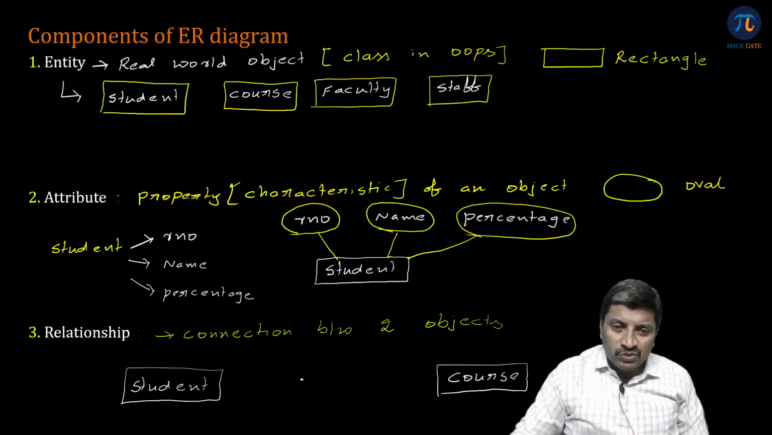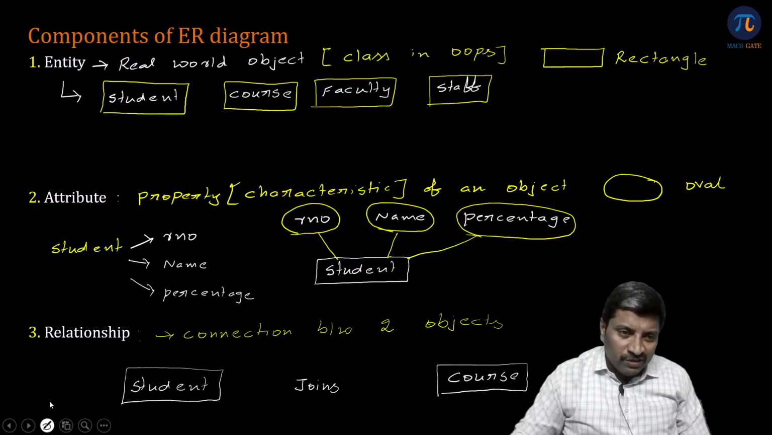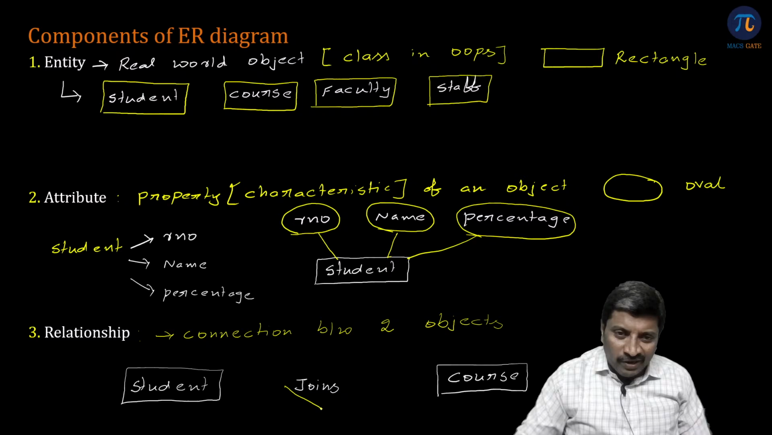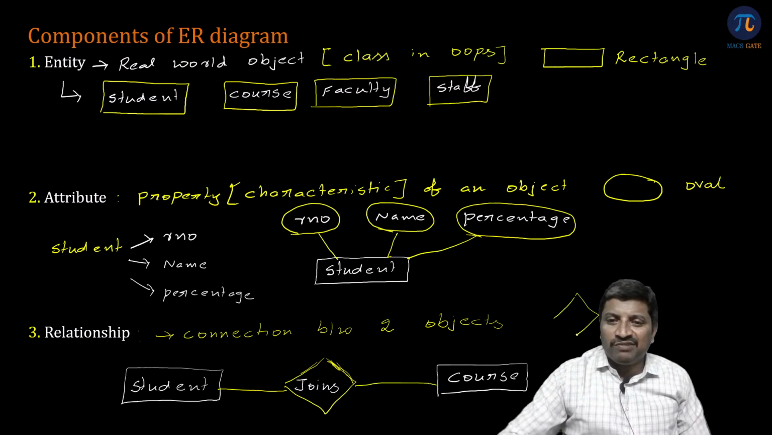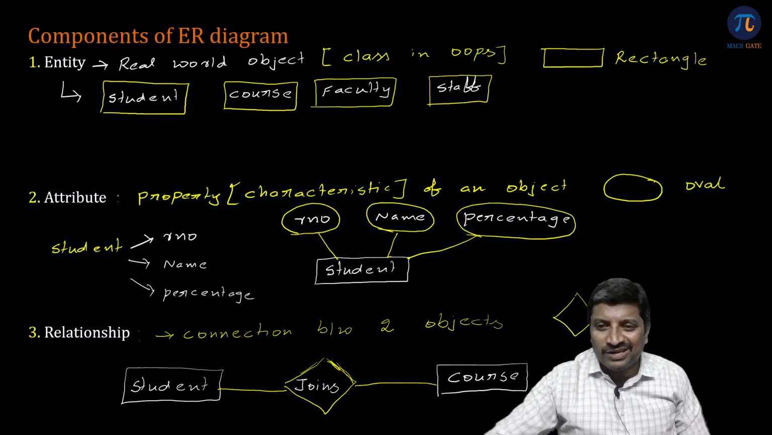So student joins a particular course. Whenever it is a relationship, generally we denote it by a diamond. Right, sir? So student joins the course. So this is a diamond, sir. Instead of diamond, you can say simply rhombus also, sir. That depends on our convenience.